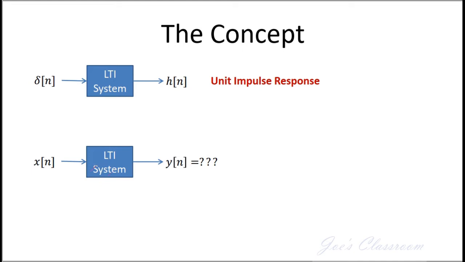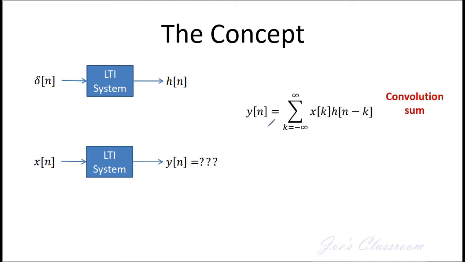But my question is, I do not know anything about this system, but what I know is its unit impulse response, and being an input, I know this input also. Therefore, my question is, if I know only this unit impulse response of the system, can I find the output or the response of an arbitrary input? The answer is yes. Here is where the convolution sum comes handy to us.